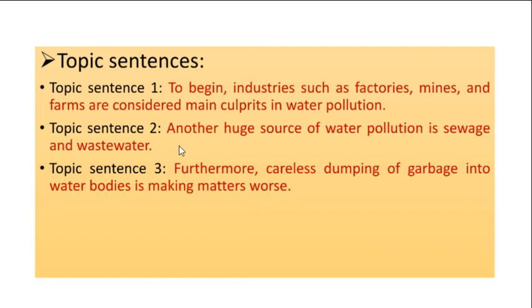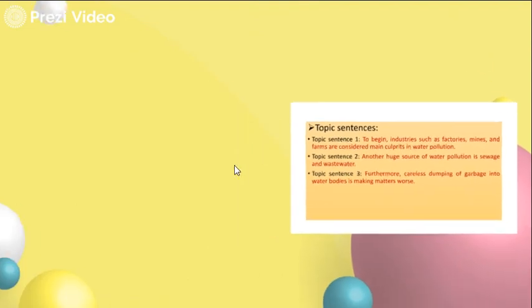I wrote them because I want to illustrate exactly what goes in each essay. Topic sentence 2, this is the beginning sentence in body paragraph 2, of course: Another huge source of water pollution is sewage and wastewater. So this is in body paragraph 2. I'll talk about how sewage water goes from homes into the beach. I give real life examples from my experiences, from what I see in Lebanon.